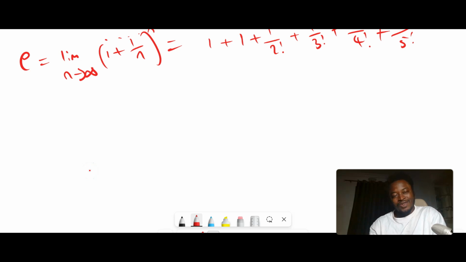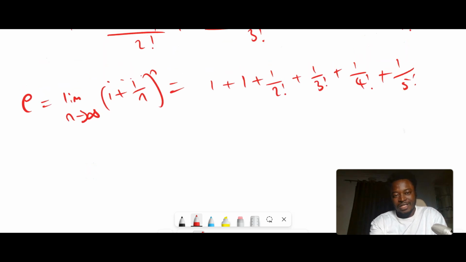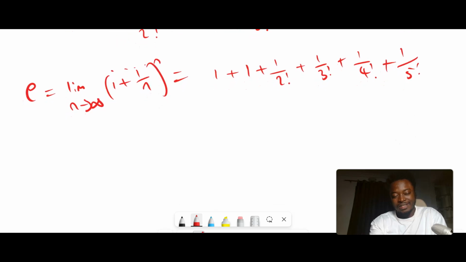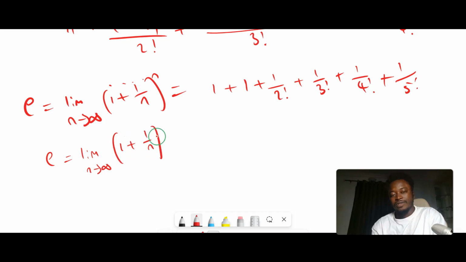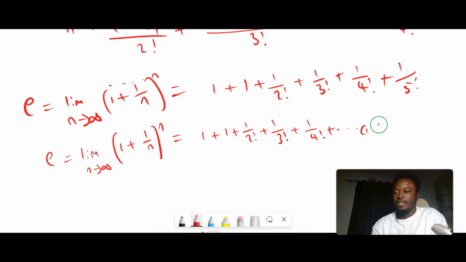Hi. So what we just did here is to derive the series for the exponential function. We say e equals the limit as n tends to infinity of (1 + 1/n)^n, and that equals 1 + 1 + 1/2! + 1/3! + 1/4! up until infinity. So we just derived this series.